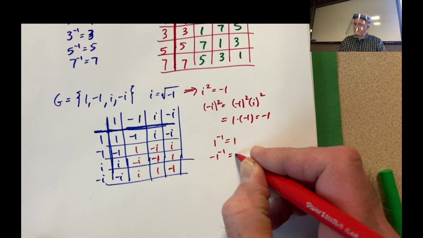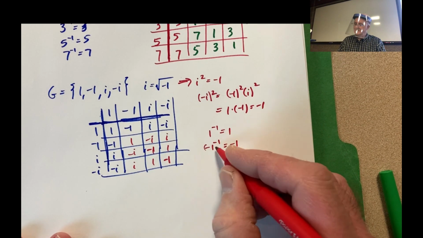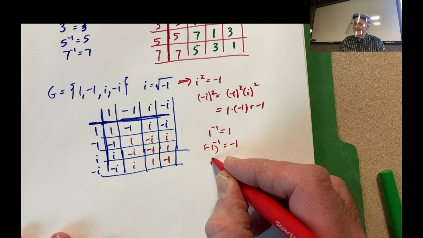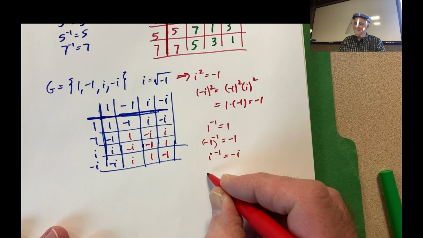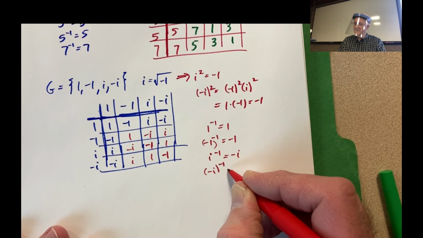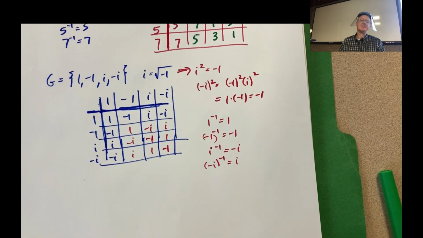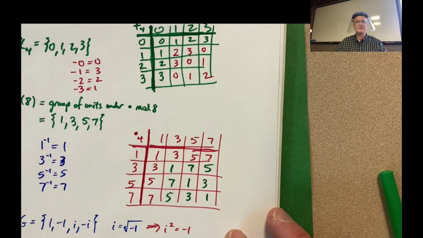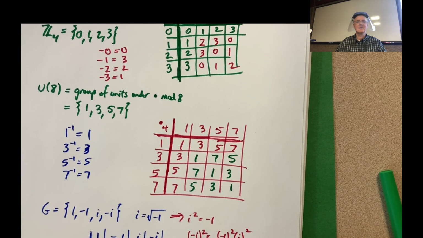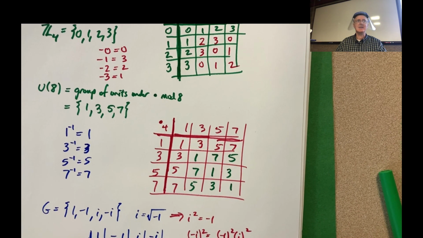-1 is its own inverse. I is not its own inverse. Its inverse is -I. Same with -I. It's not its own inverse. Its inverse is I. Is this a new group up to isomorphism of order 4? Well, based on what I said a few minutes ago, it can't be. Which one is it isomorphic to? Which one does it have the same form as, Z4 or U8? It's got to be, thinking about the inverses, which one?